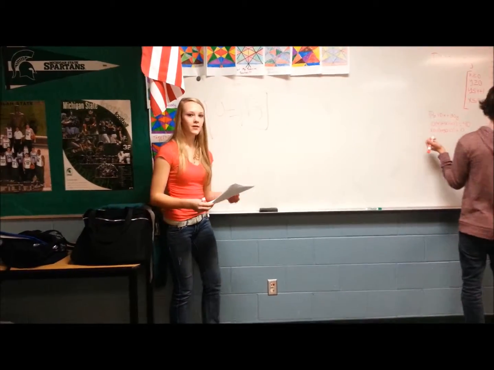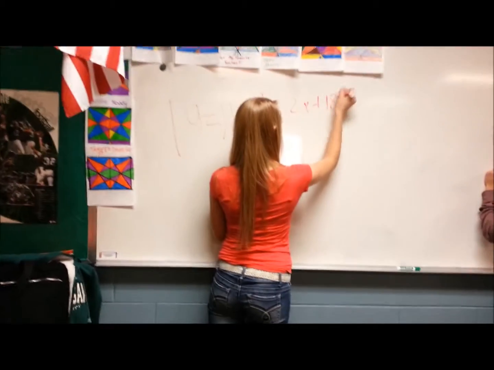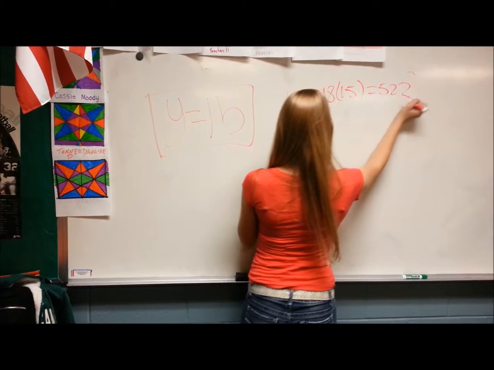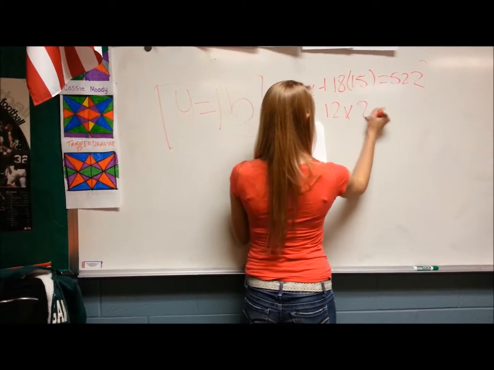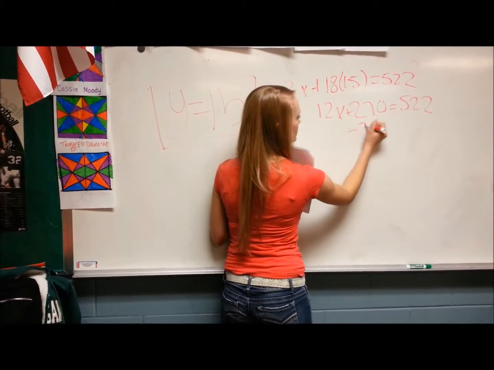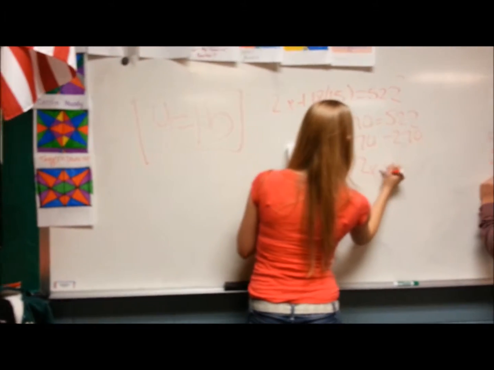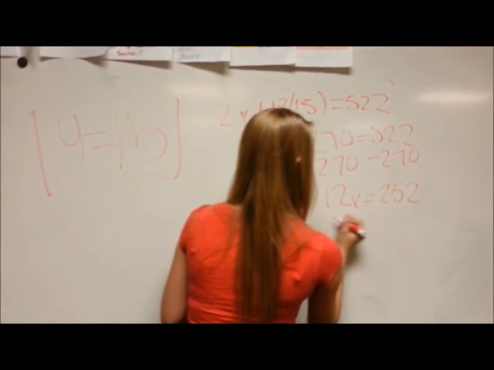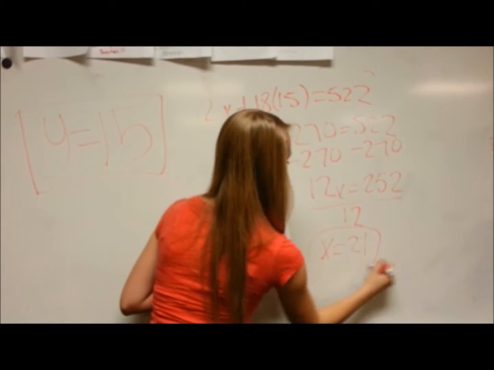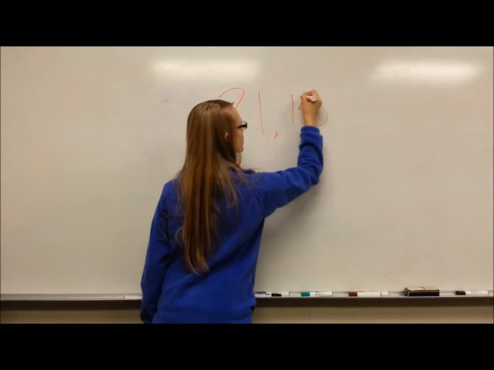What we got for the y equation, we're going to plug into the original one. So 12x plus 18 times 15 equals 522. You bring down the 12x, and you get 270 plus 12x equals 522. You subtract this 270 from both sides, and you get 12x equals 252. Then you divide all of it by 12, and you get x equals 21. Your final answer is going to be 21 and 15.